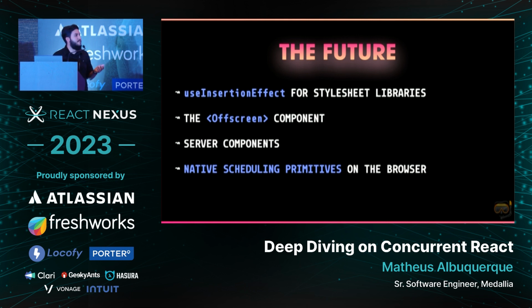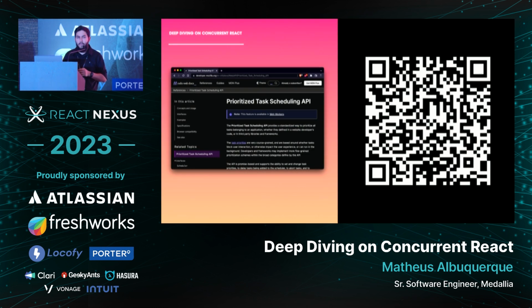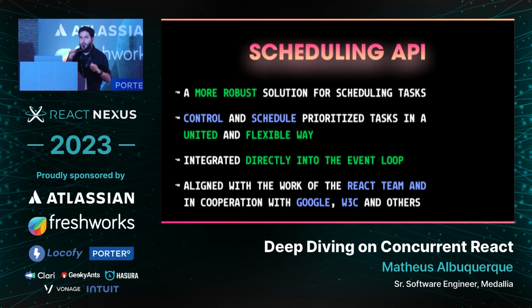And not only in React, but we're going to have, for example, native scheduling primitives for the browser. So who here has seen this Prioritized Task Scheduling API? That's a huge name, right? So two, three people, great. It's not an API per se, it's an umbrella of different APIs that are meant to be a more robust solution for scheduling tasks, something better than the primitives we have nowadays like setTimeout, setImmediate, or requestAnimationFrame. That's how we do scheduling nowadays.